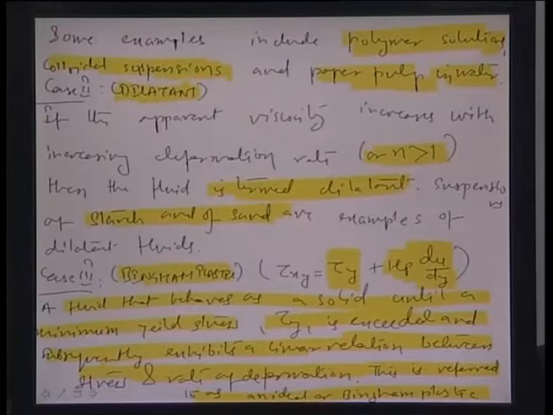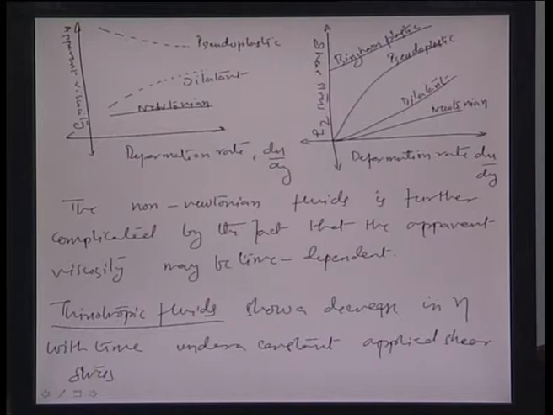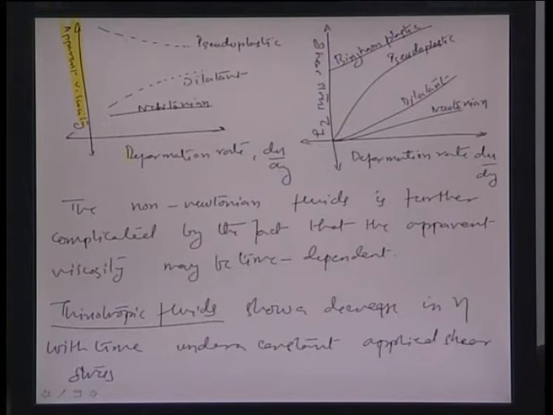So let us actually see what some of these would look like on a scale of shear stress versus deformation rate du by dy. If you try to draw a pseudoplastic, a dilatant and a Newtonian fluid on a scale of apparent viscosity versus deformation rate du by dy, it can be seen here.